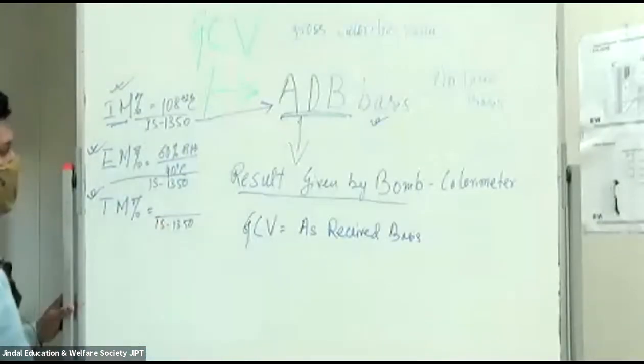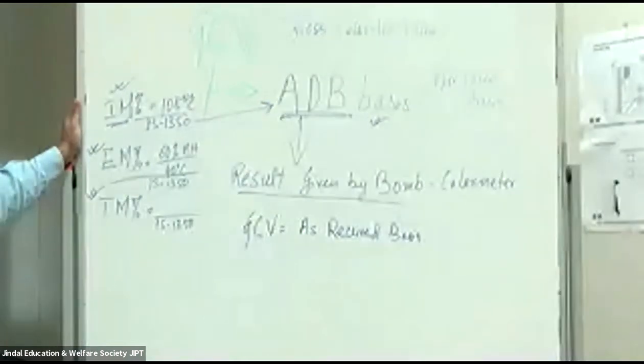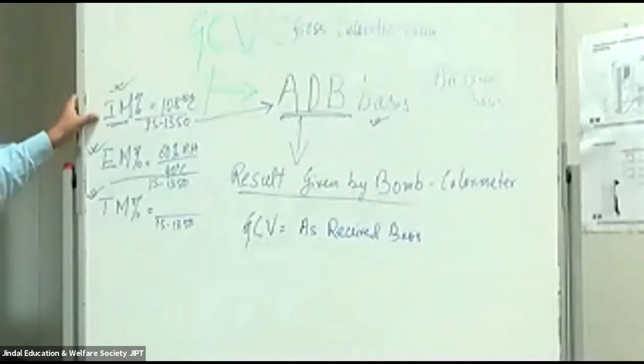In case of total moisture percentage, we follow two processes. First is coal drying in the natural environment, followed by the IM percentage evaluation process.